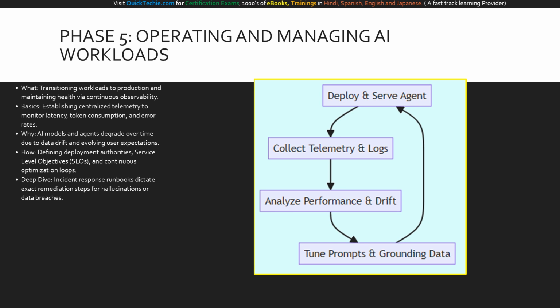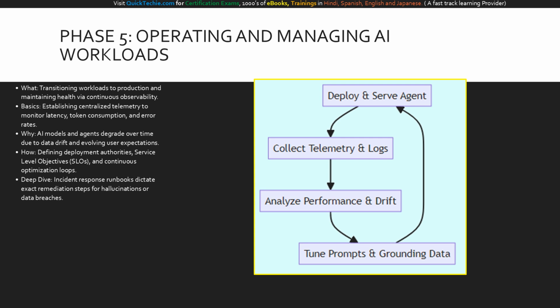In our deep dive, we focus on the feedback loop of continuous improvement. You must analyze the telemetry to optimize costs and tune the agent's performance dynamically. Furthermore, you must prepare incident response runbooks. If an agent hallucinates or accesses restricted data, your operations team must know exactly how to disable it safely, preserve the audit logs, and remediate the issue without disrupting broader business operations.